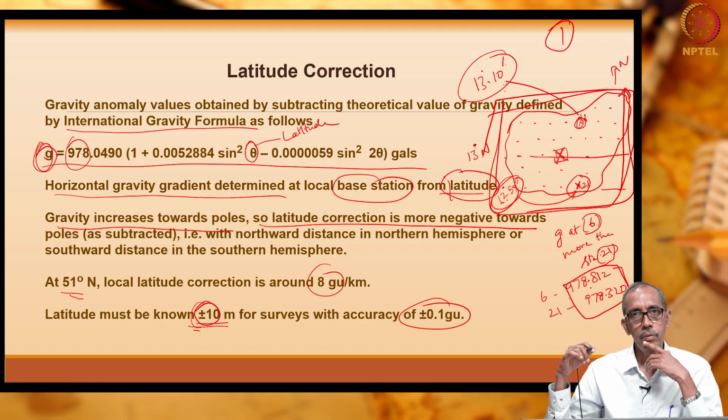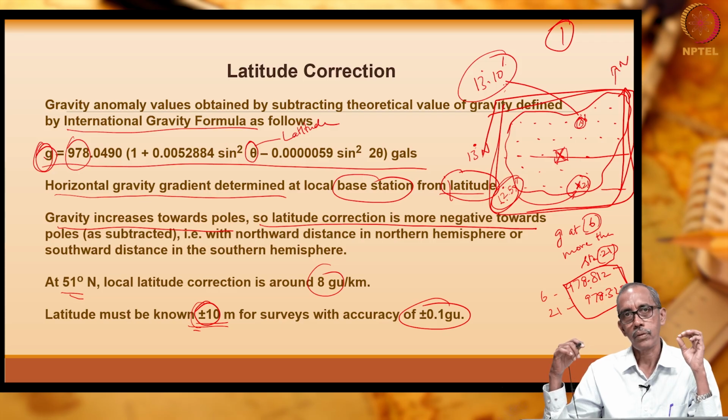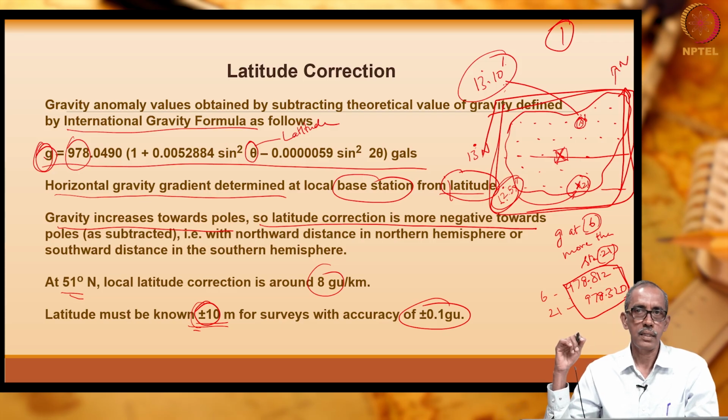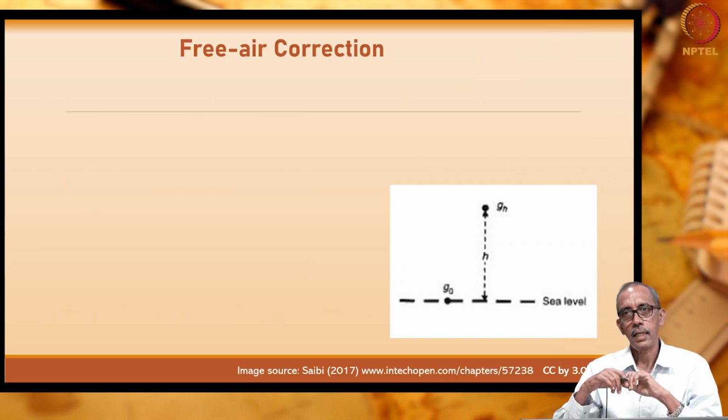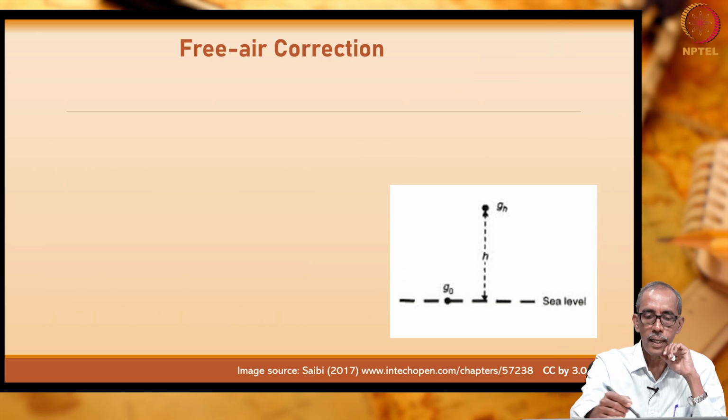Is it clear to you? Right. That means, very simply, we have eliminated the effect of latitude. We have converted all the values which we have obtained during the gravity survey in such a way all the stations are at the same latitude. That is what is latitude correction. Now, let us pass on to the next correction, which is known as free air correction.